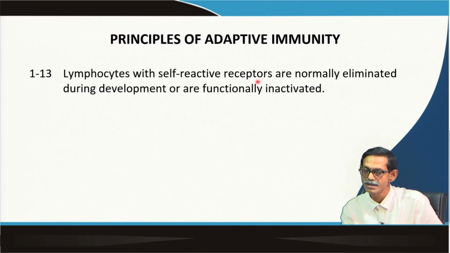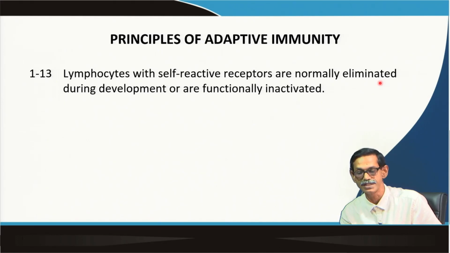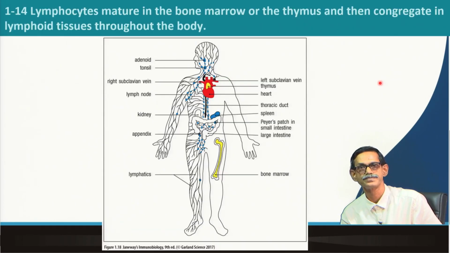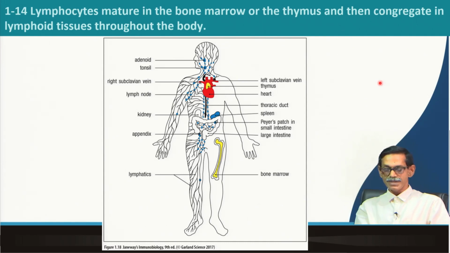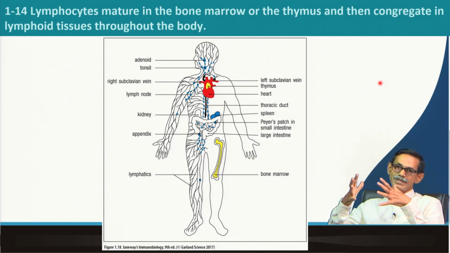Lymphocytes with self-reactive receptors are normally eliminated, which we already discussed, or they are functionally inactivated. Even if it is not deleted, they will get a signal for death and they will die. If they do not get the signal, they will still be functionally inactivated. We call it anergic. We will discuss later, they will not do any further activity in future. Their other machinery will be blocked. And after this, what will happen?